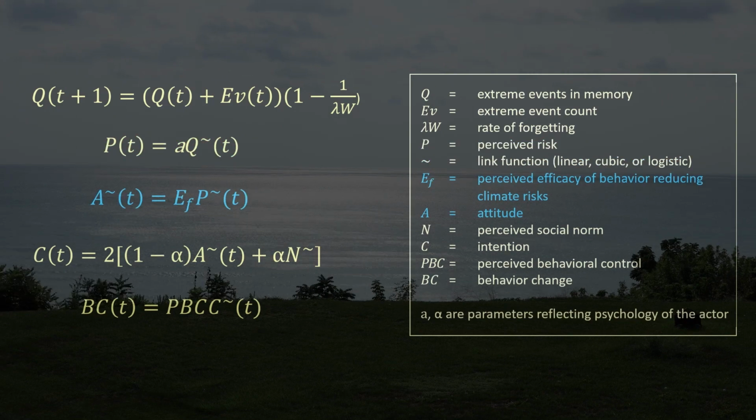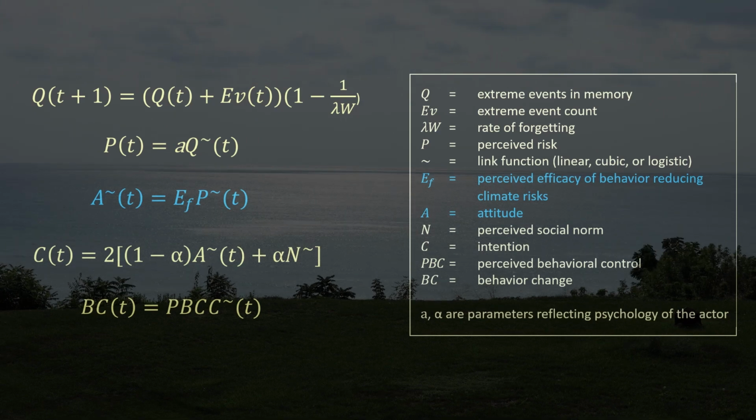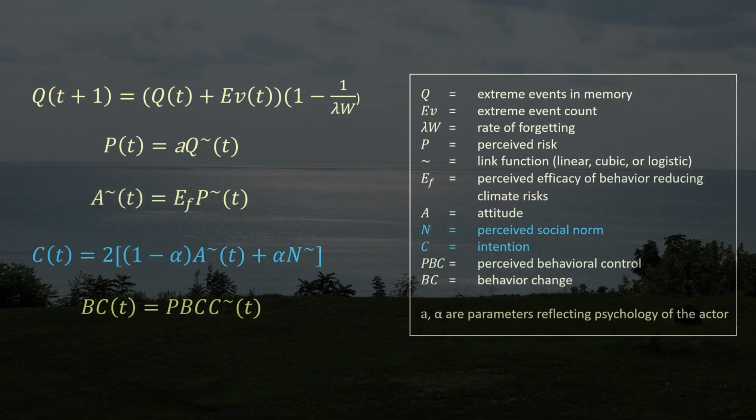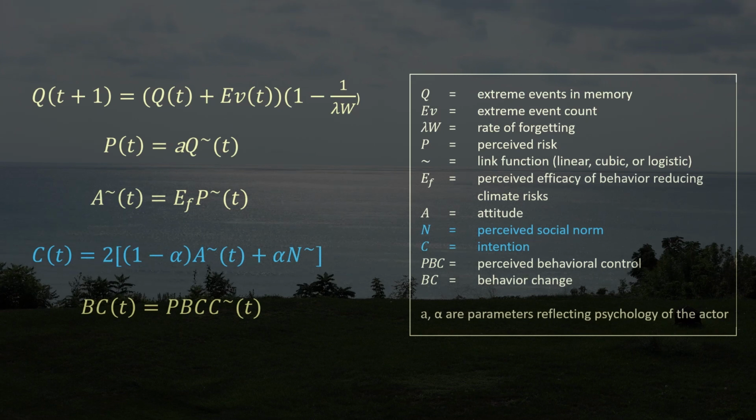The perceived risk is transformed into an attitude by means of another linkage function and a perceived efficacy E that represents the belief that taking action can reduce future risks. The perceived social norm is represented by a fixed number n between 0 and 1. This norm is then combined with the attitude A tilde by means of a weight alpha.